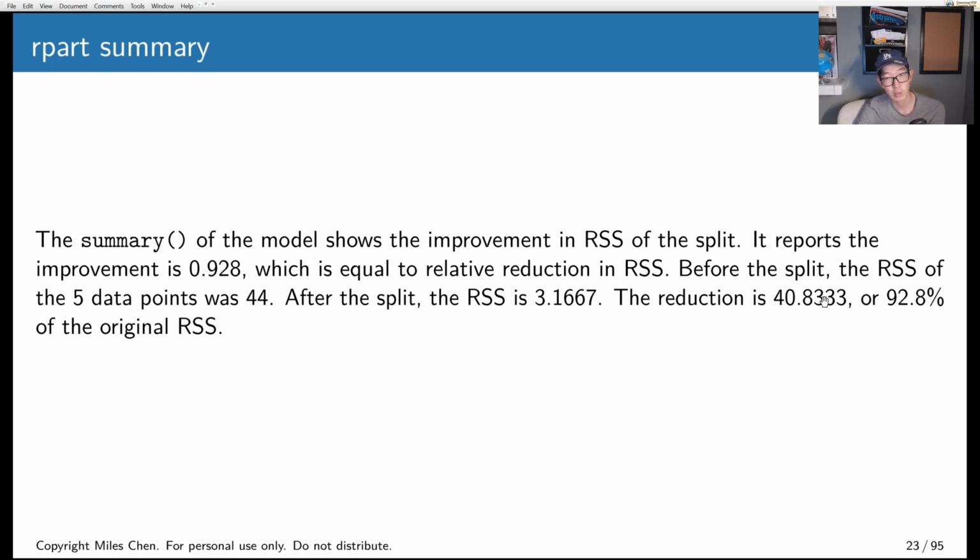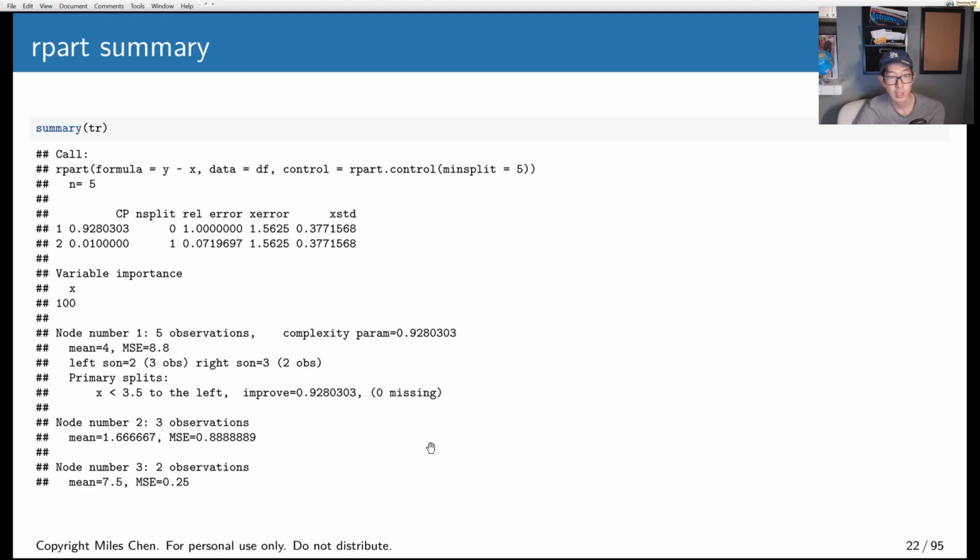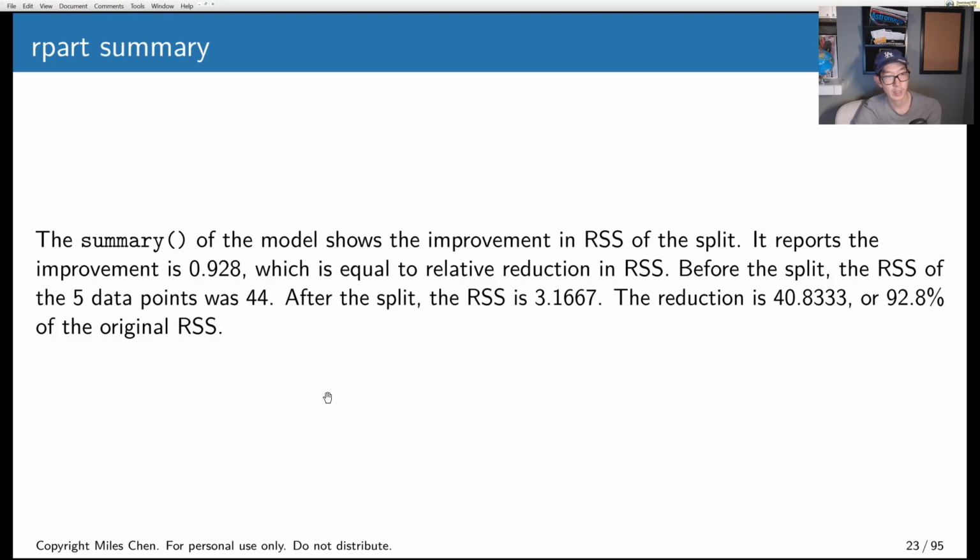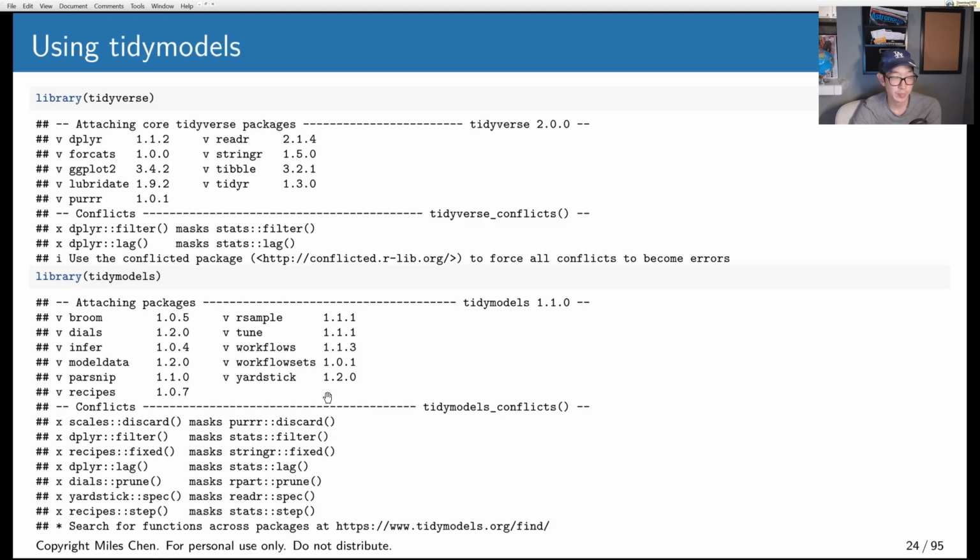So 40.833 divided by 44 gives us 92.8%. That is the proportion that we've reduced, and so that is our improvement number. We went from 44 down to 3.1667, so our improvement rating is 92.8%, or 0.928, and that's given in the summary there.